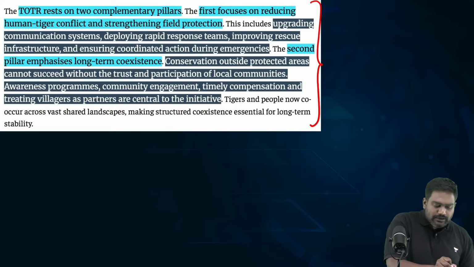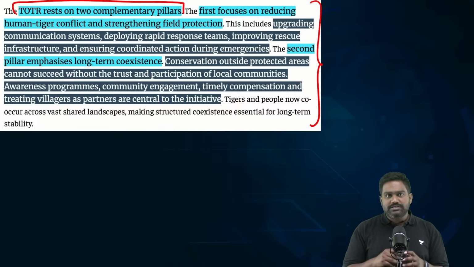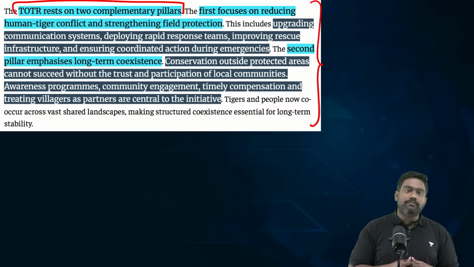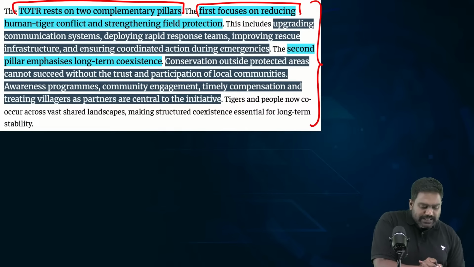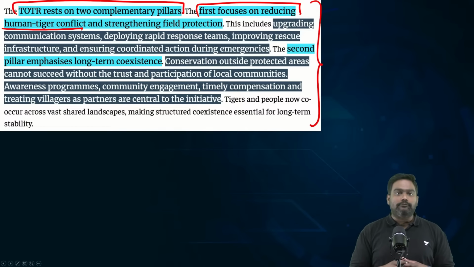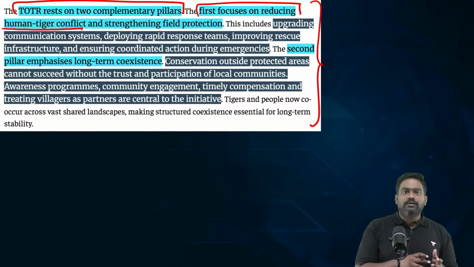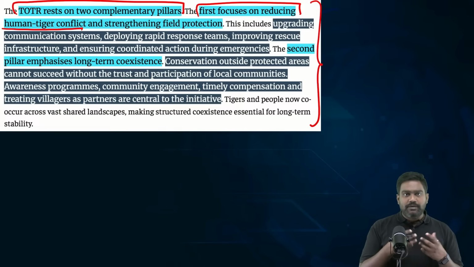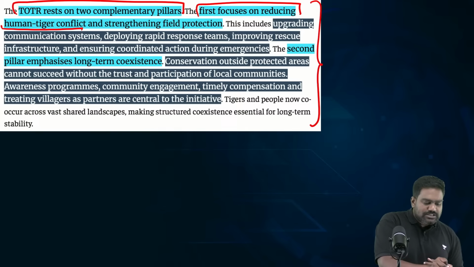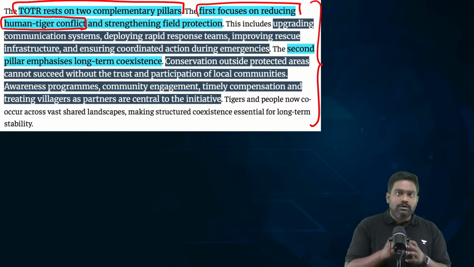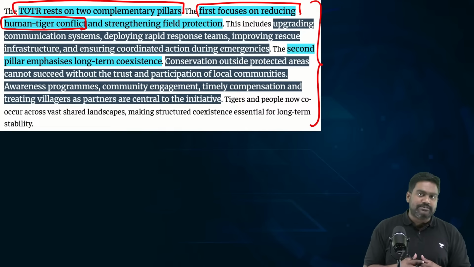Under TOTR, there are two major pillars under which this initiative is being driven by the Environment Ministry. The first pillar mainly focuses on reducing incidents of man-animal conflict, containing the human-tiger conflict situations, and if emergencies arise, responding quickly, immediately, to not just protect the human beings, but even to rescue the tigers and to rehabilitate them.